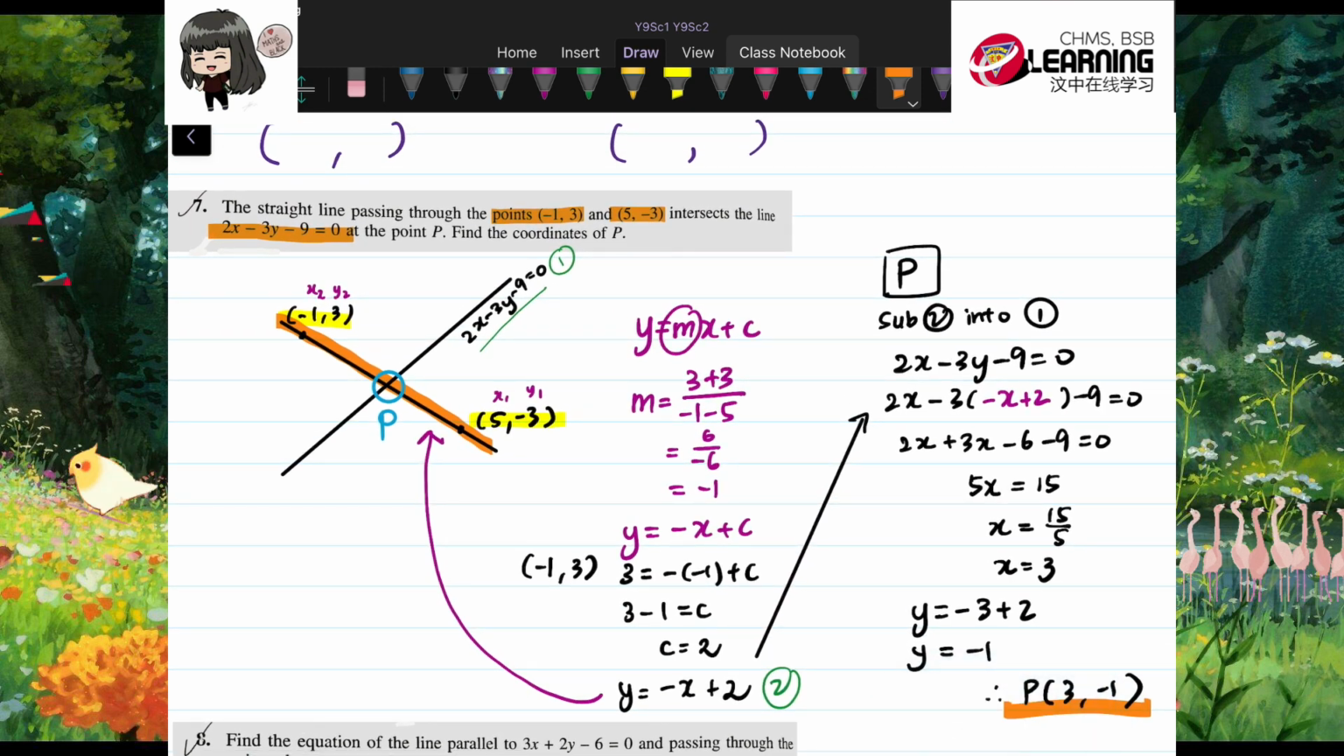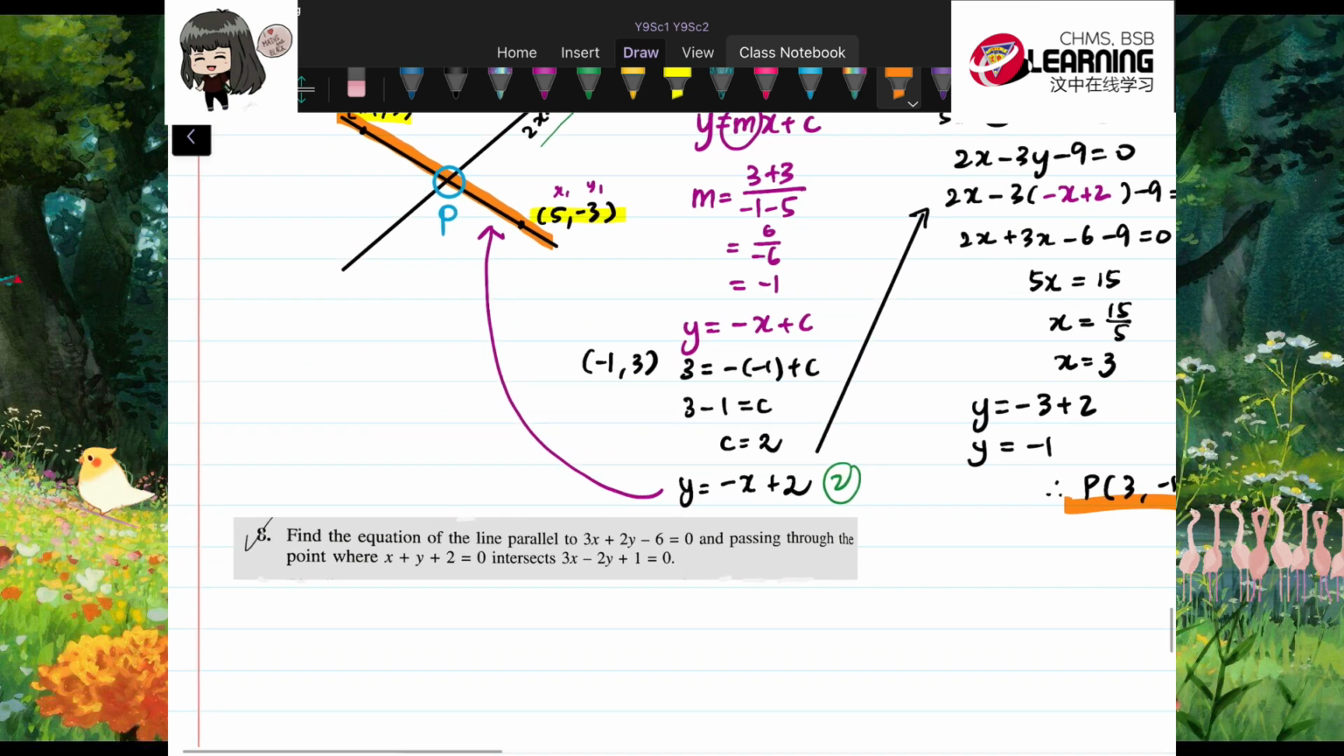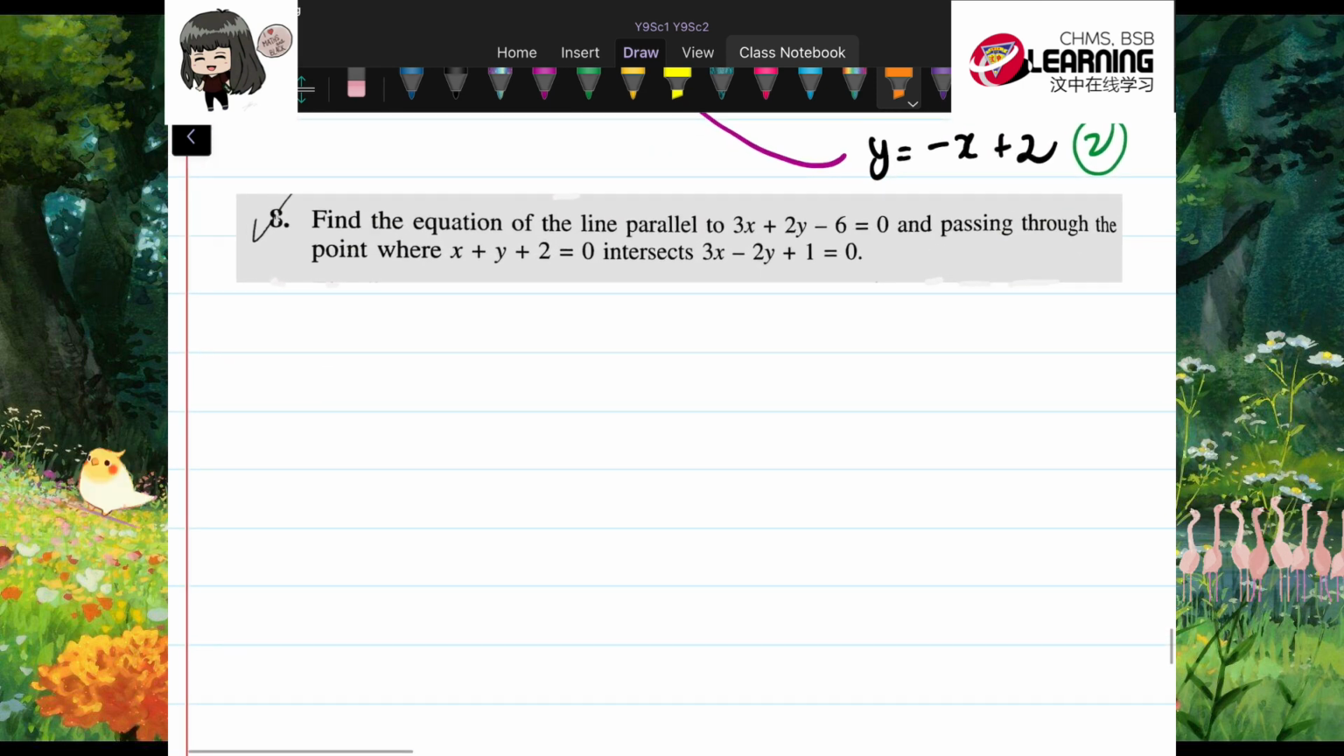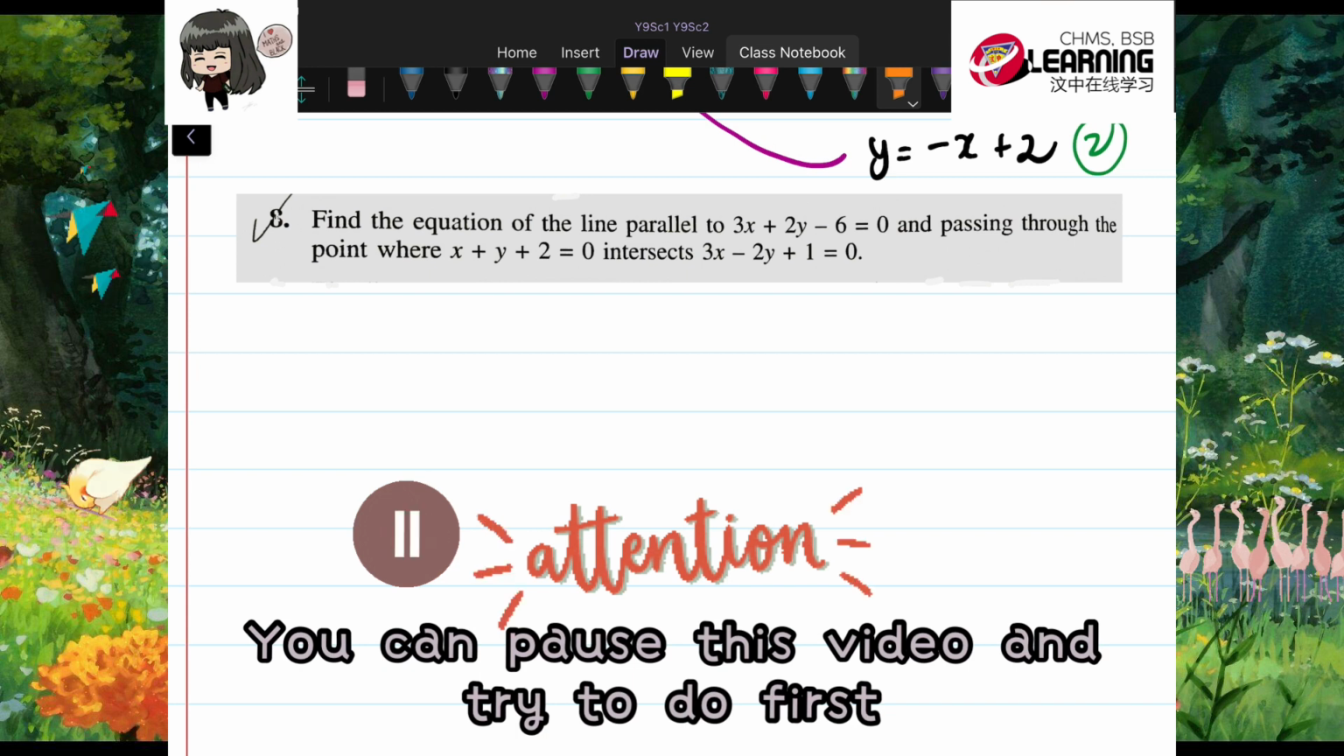Okay, that's for question number 7. Okay, now let's look at question number 8. You can try to pause this video and try to do it on your own. In this lesson, you pause the video and look at the question. Remember to copy the question because you need to familiarize yourself with the questions. Then after you finish, you can continue with my lesson.